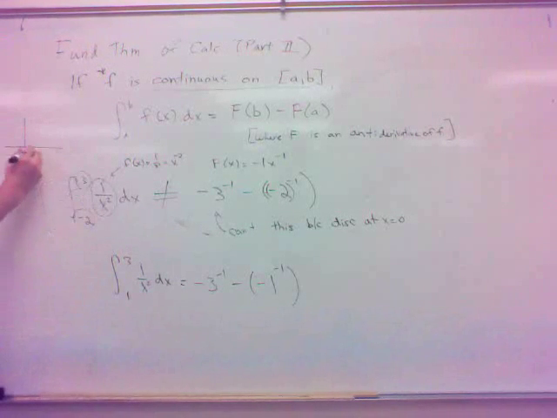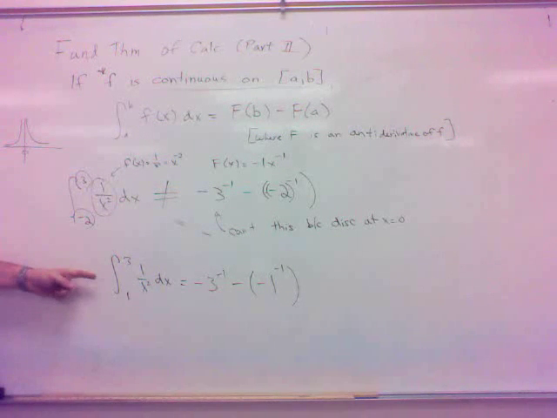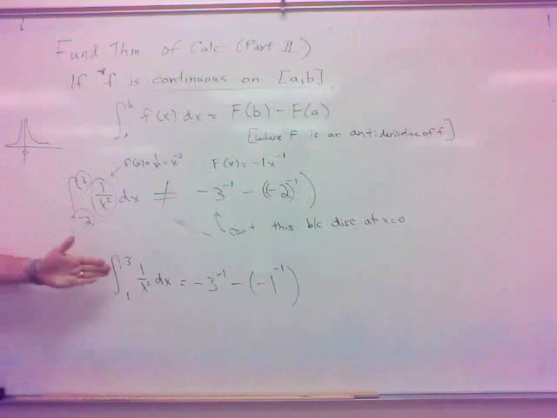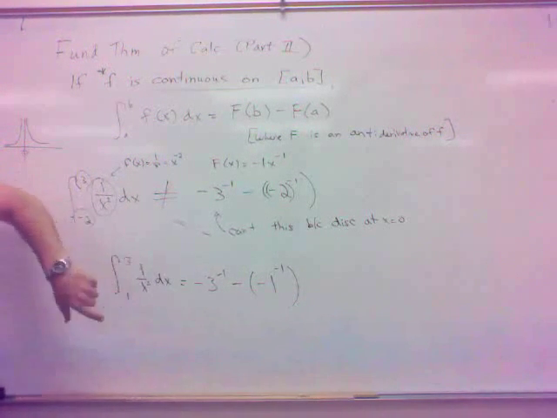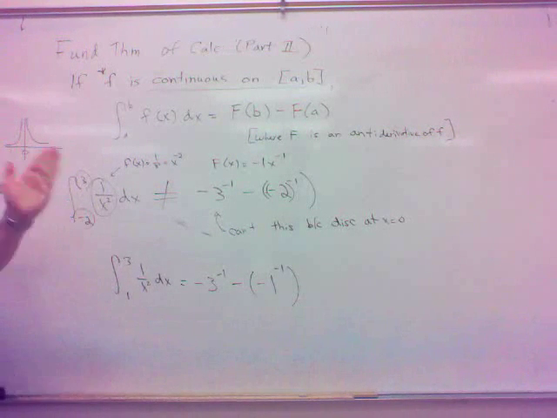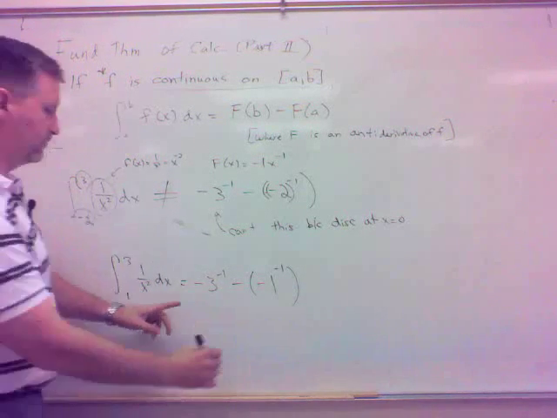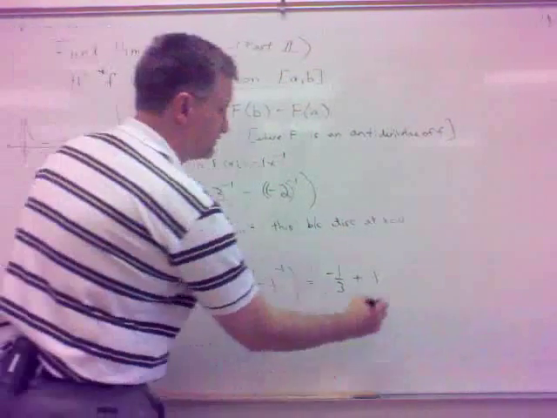1 over x squared looks like this. The break's at 0, so I can't go across 0, but if I don't cross 0, I'm okay. So I could do it either on the positive side or the negative. If I'm exclusively on the positive side or exclusively on the negative side, I can still do this integral. So as long as you don't capture that discontinuity, you're okay to do the antiderivative part 2 fundamental theorem of calculus. It is continuous here, so you can do it that way. So you get negative 1/3 plus 1, just 2/3.